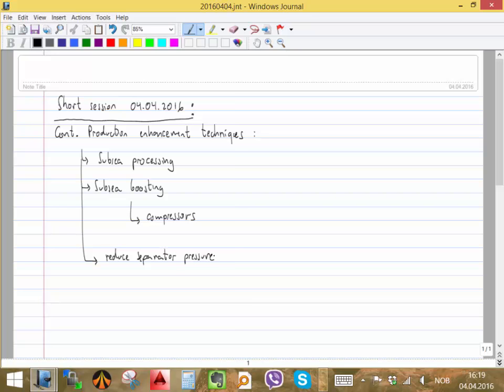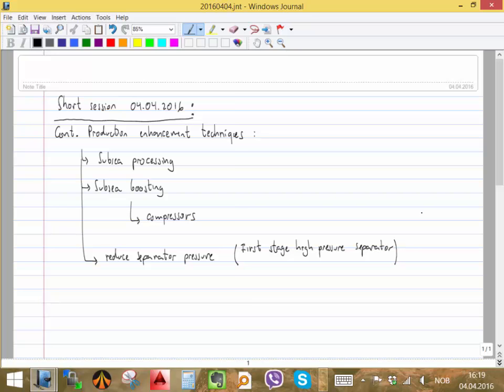Okay, we are all the time producing against the pressure, and that's the first stage, the high pressure separator. So in consequence, if we lower that pressure, we will be able to produce more.